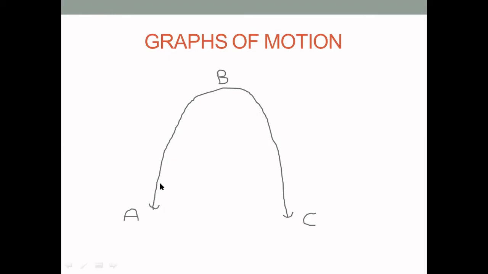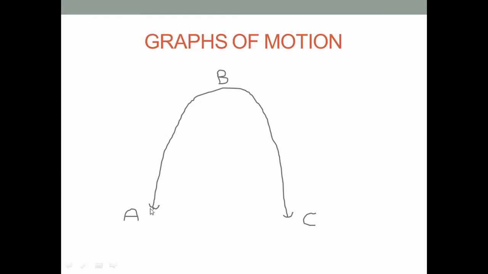So now we say the time taken to reach B from A is the same as the time taken from B to C, which means TAB is equal to TBC. Another thing that is important is that the initial velocity at A is the same as the final velocity at C, but in the opposite direction.